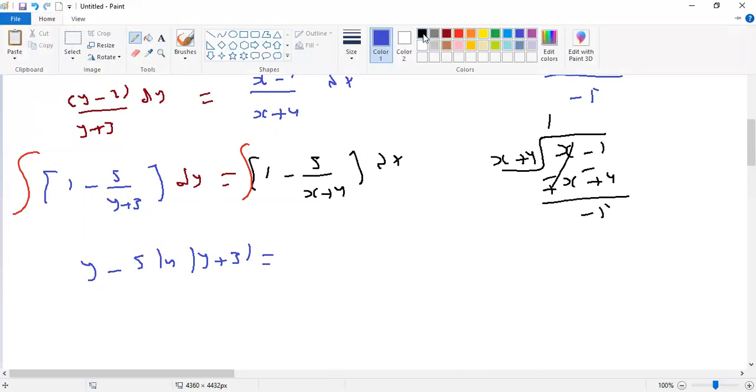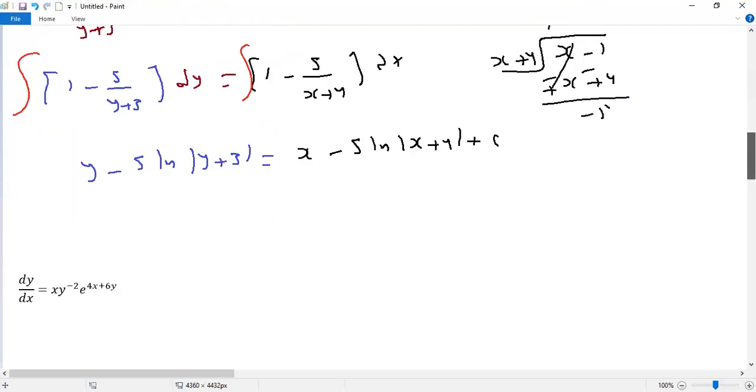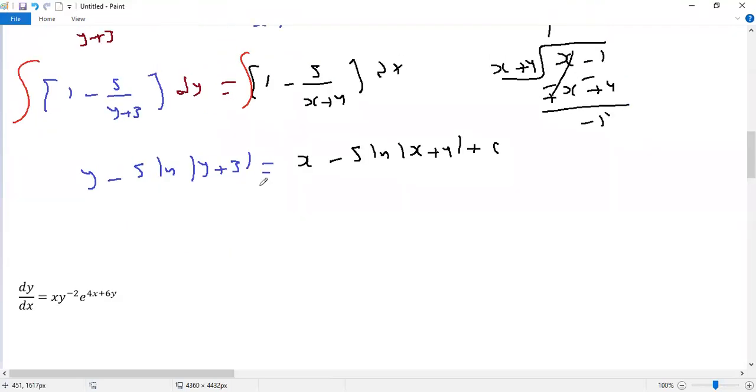So here I have x, and the derivative of x is also 1, so the integral will be 5 ln absolute value of x plus 4, okay? Plus a constant. I can add in one constant for the left and the right. Now see, this one I can move to the right side, and this one I can move to this side.